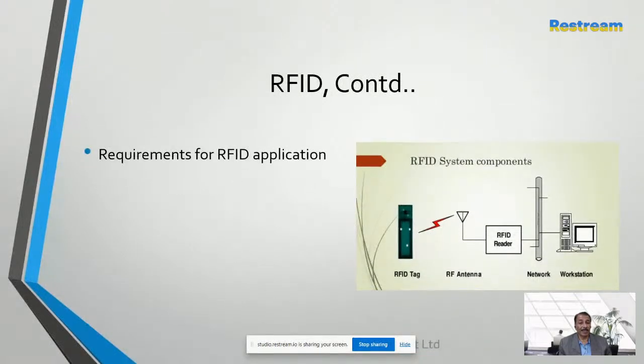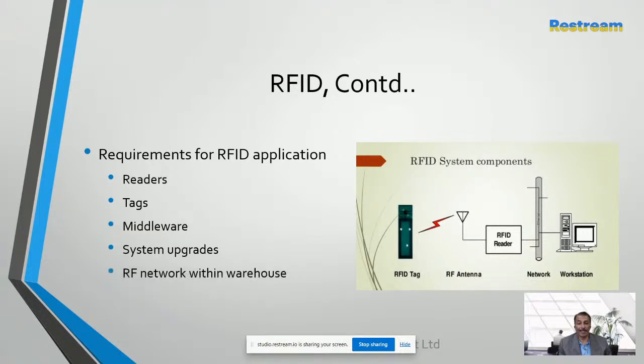So as far as the components of RFID are concerned, you are going to have a reader, then tags are there, middleware which is going to connect the reader and tags, system upgrades, and a radio frequency network within the warehouse should also be available.